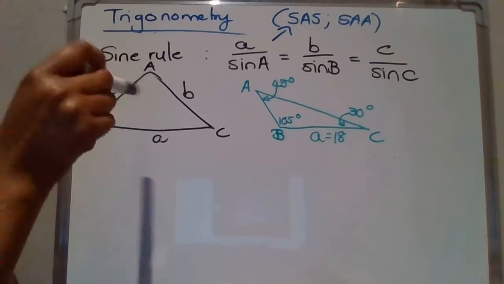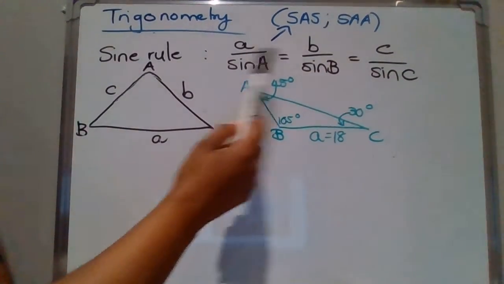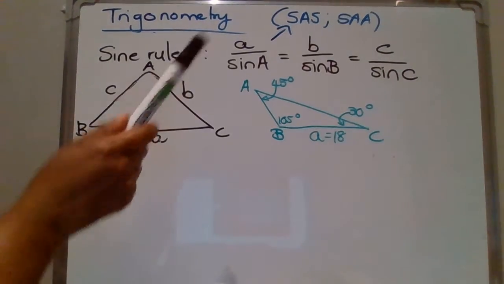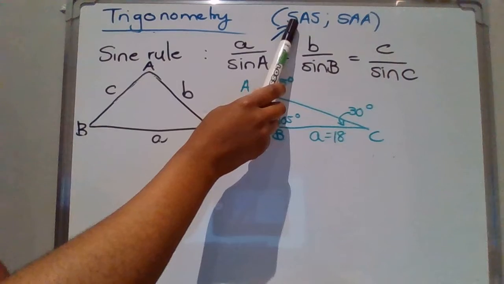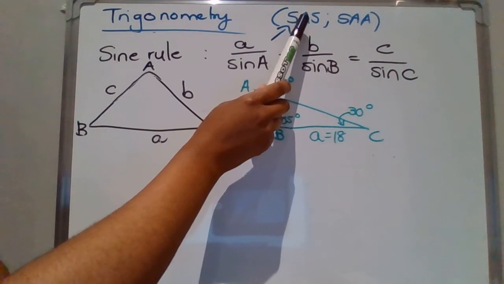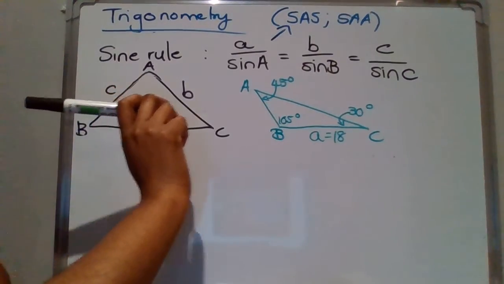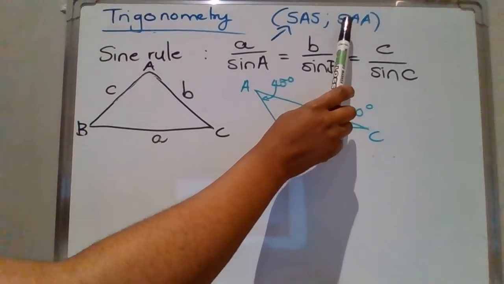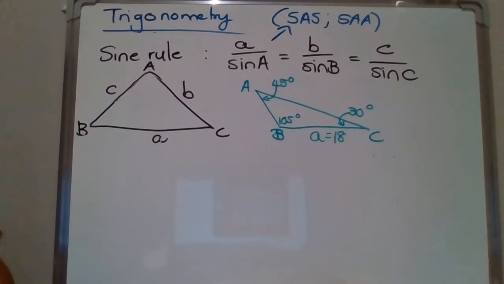So when can you apply this rule when you're solving your trig problems? It's when you look at your diagram and you look for the following. Do I have a side and an angle? And also, do I have a side, angle? So by that, what do we mean? We mean the following.